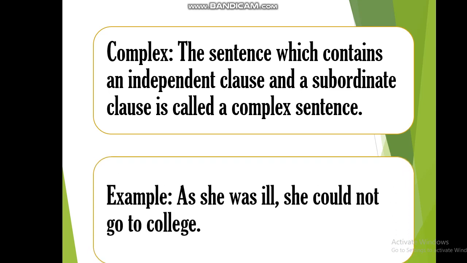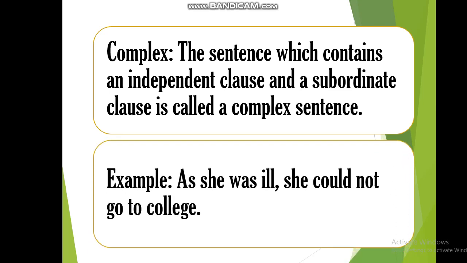Example, look at the example. As she was ill, she could not go to college. You can see the previous sentence was in a simple form, and now it is in complex form.